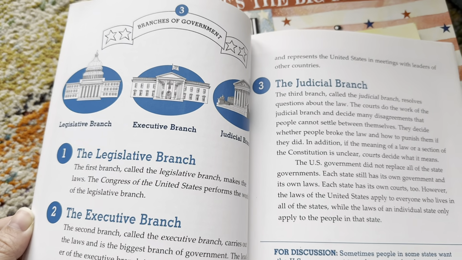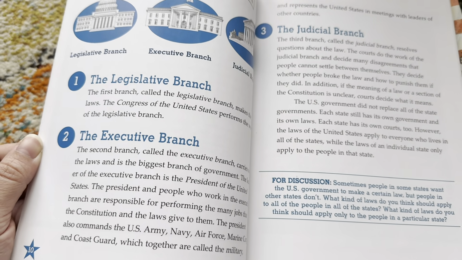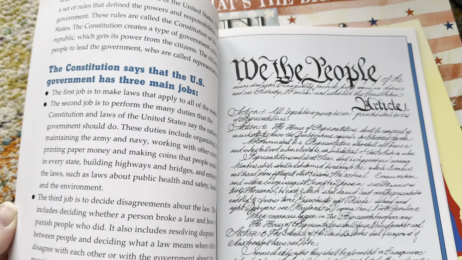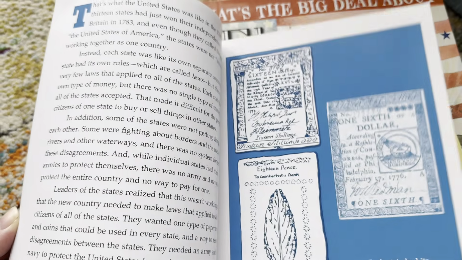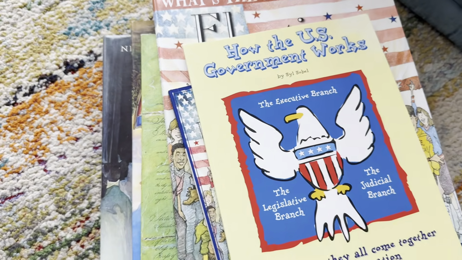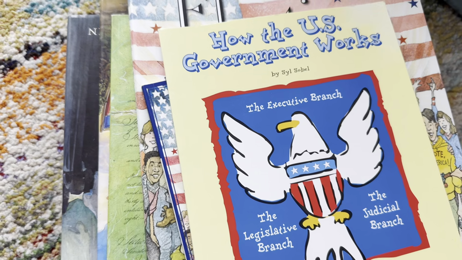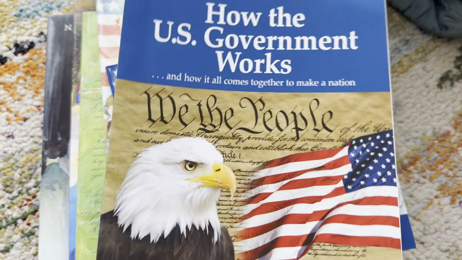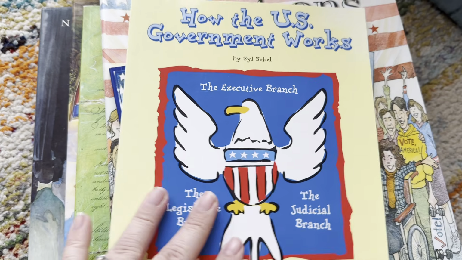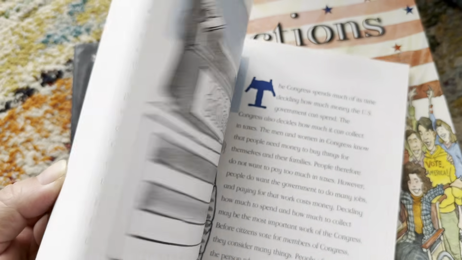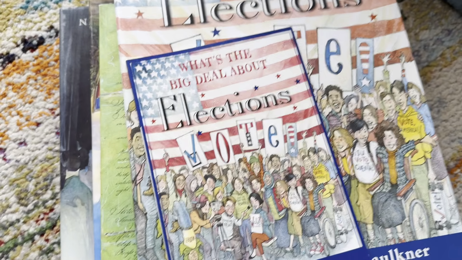And then again, breaking down of the separate branches, the legislative, executive, and the judicial branch. The Constitution, a little brief overview of that. I like that one. And that's why I continue to use it still. This is the exact same one, but I think this one's a newer edition, how the U.S. government works. And then I have this one too. So see, I liked it so much at one point. Both kids are getting one. Okay, so I have that.